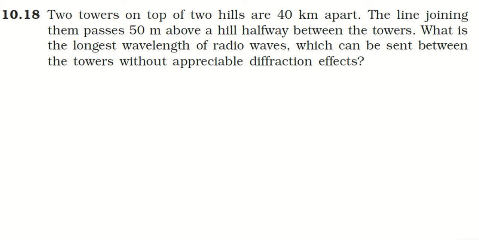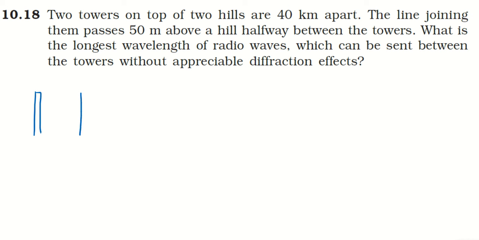In this question, two towers on top of two hills are 40 kilometers apart. The line joining them passes 50 meters above a hill, halfway between the towers. Let's try to understand these two sentences by drawing pictures.